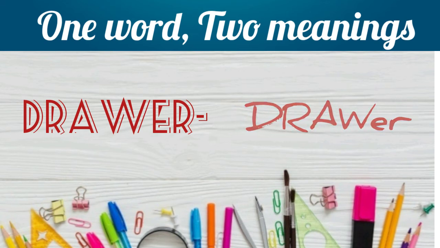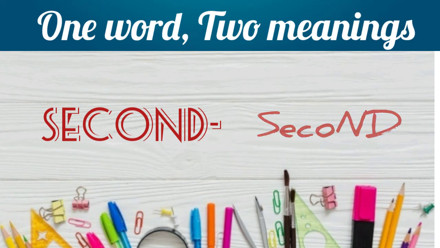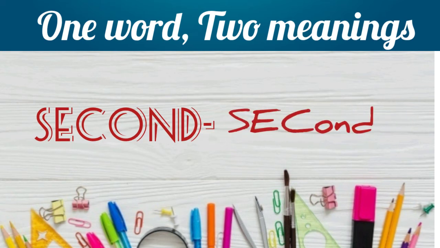Next is second. Second means the 60th part of a minute. Right? For example, there are 60 seconds in a minute. And if we say second, it means number 2 in sequence. Okay? For example, she got the second rank in her class.